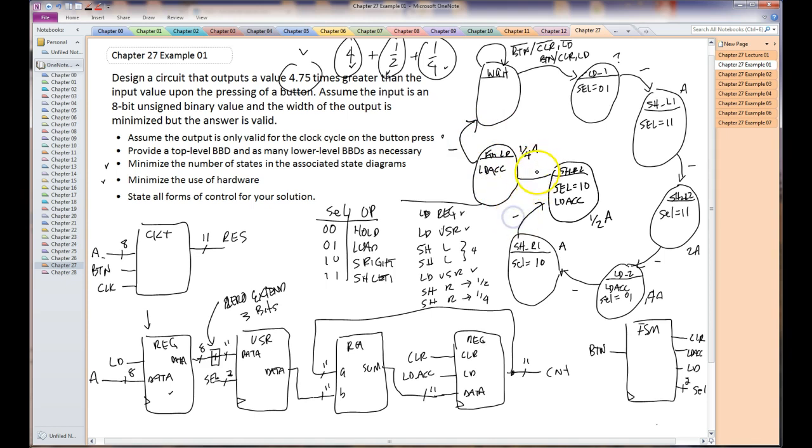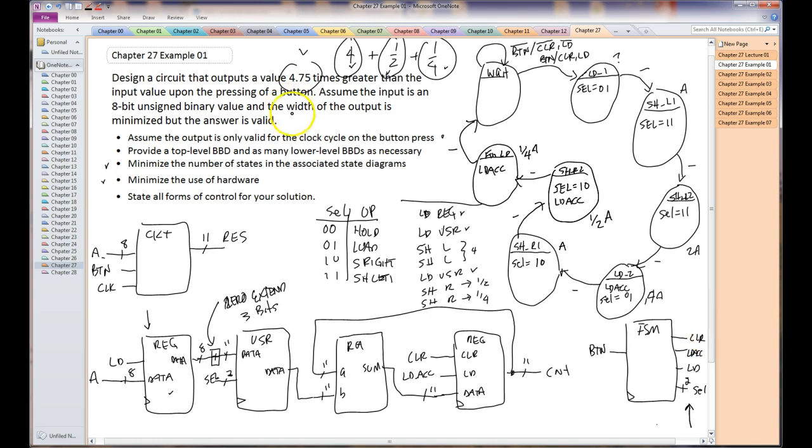I mean, I've got conditions on all the arrows. They're all unconditional except the first state. What I'm missing in this is filling in all the other signals in this one. Let's do that. It's going to get messy. So essentially, for every state, I need to handle all these control signals that are not don't cares.